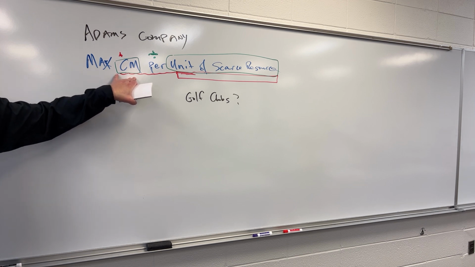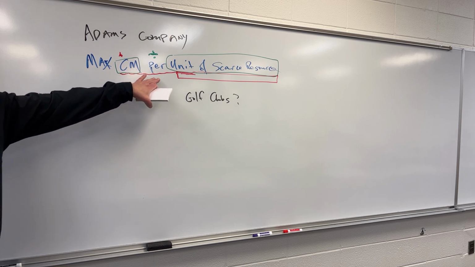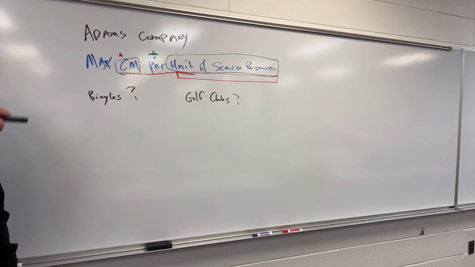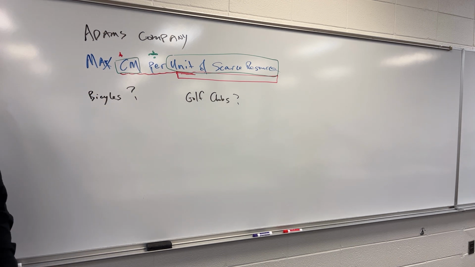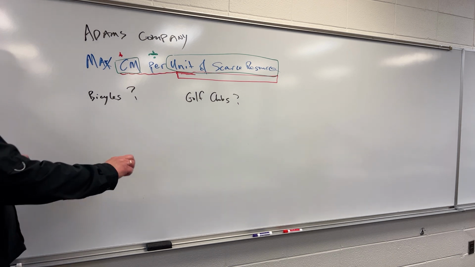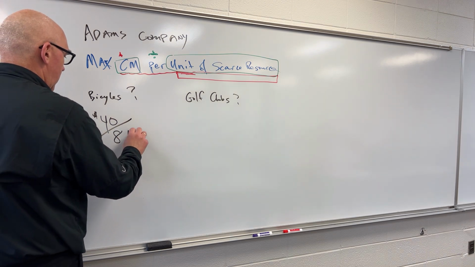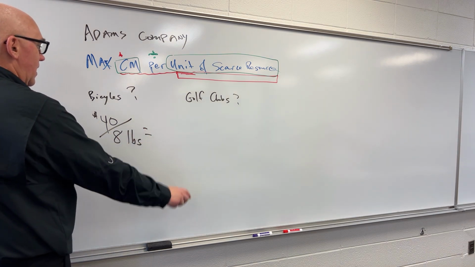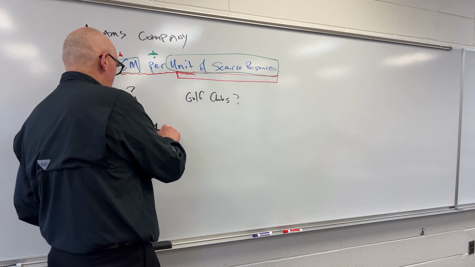What is the contribution margin per unit, Carson, for bicycle frames? $40. And then how do we calculate the contribution margin per unit of scarce resource? What is the scarce resource, Carson? Titanium. And how much titanium do the bicycle frames use? 8 pounds. Yes. So can we take $40 divided by 8 pounds, and that equals what? 5. And what is that? 5. So that is right.